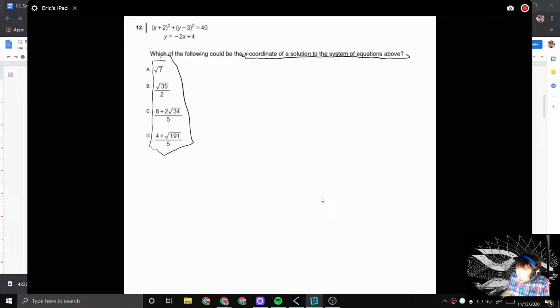I am looking at this and I think they want me to do a substitution. After the last problem, I'm just going to go with what they're pointing me at. I'm going to plug that in for y and get this equation right here. So I'm rewriting the top equation, but instead of y, I'm putting negative 2x plus 4.